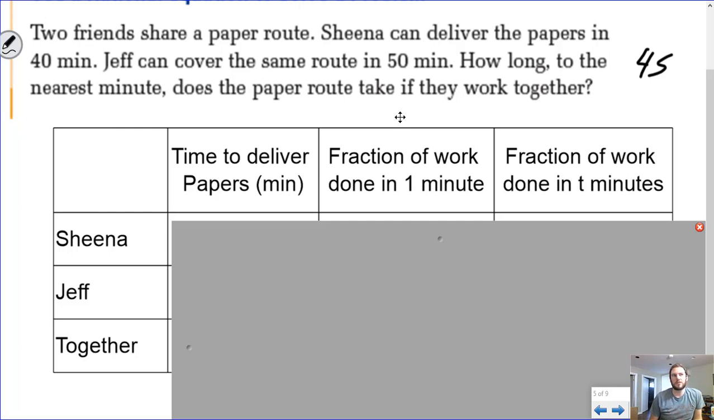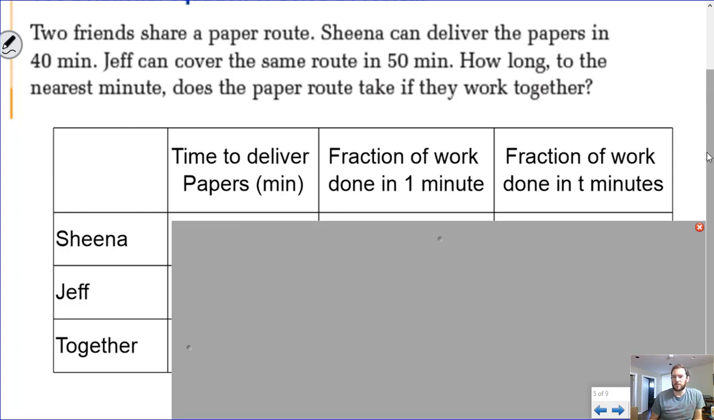But as soon as you do that, stop and think about it for a second. If it takes Sheena 40 minutes to do the paper route, by adding Jeff's help, how can her time get to be more? So it doesn't really make sense. It's just an answer that people initially jump to right away. So let's take a look at how we would do something like this.